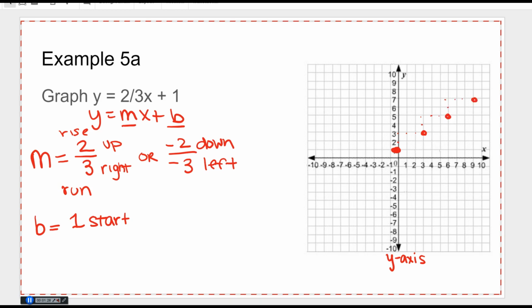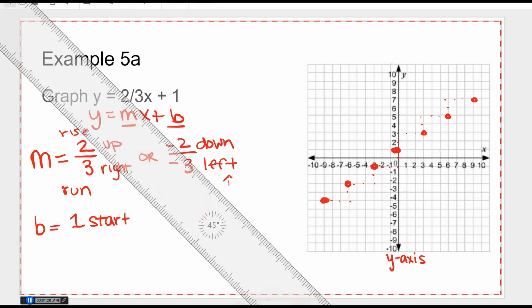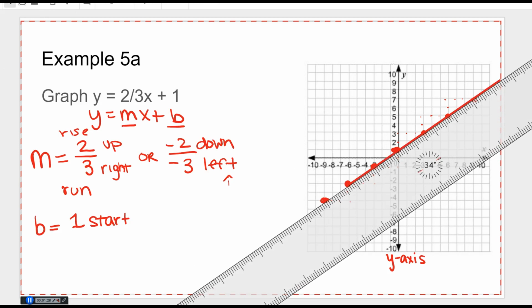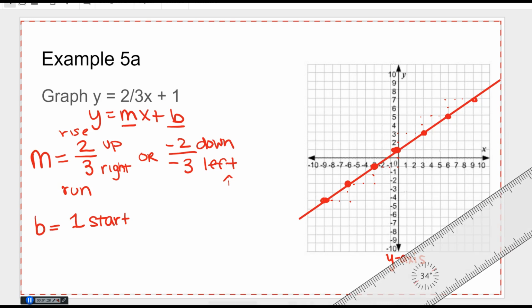Then you go back to that y-intercept and you use the other one. Down, 1, 2, left, 1, 2, 3. And you keep going till you run out of space. Then you grab your straight edge and you connect your dots. And that is the equation graphed.